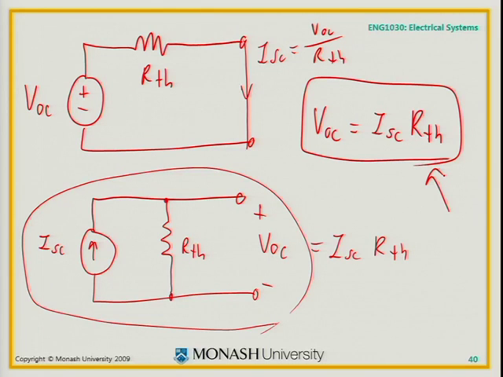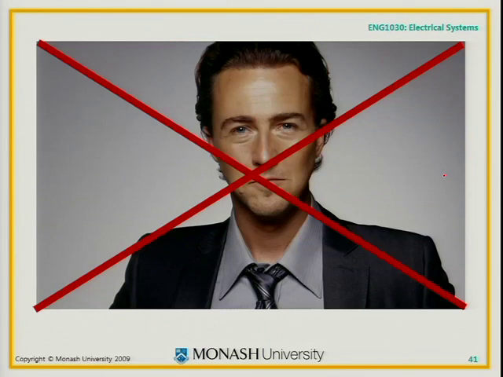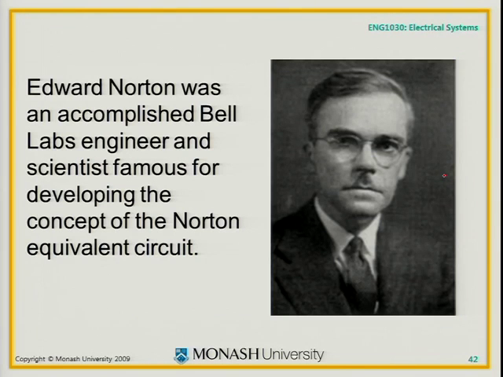Do this switch and then all of a sudden two resistors are in parallel and we can combine them. Switch again and you've got two resistors in series. Norton's theorem is not named after that Edward Norton. It's named after that Edward Norton, who was an accomplished Bell Labs engineer and scientist famous for developing the concept of the Norton equivalent circuit.